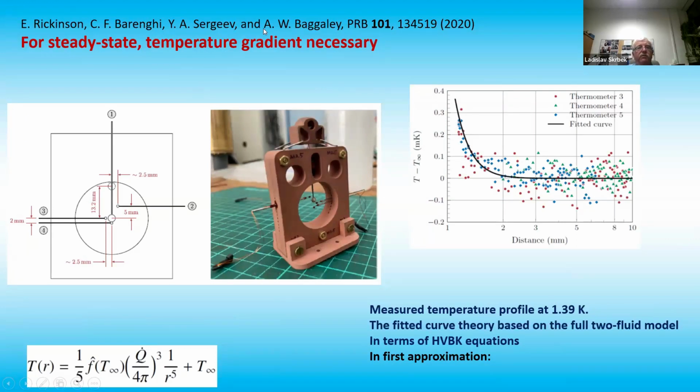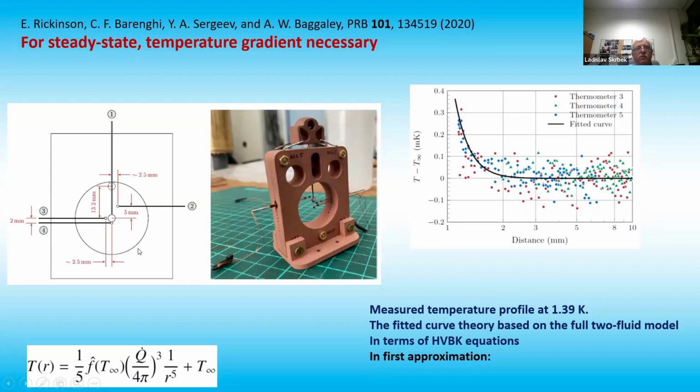But there has been previous work by our host, Andrew Baggaley, together with Carlo Barenghi and the group in Newcastle, and they have shown that it is actually impossible to reach a steady state of spherical counterflow unless there is a temperature gradient. So we asked that question experimentally: is there any temperature gradient? It's not a complicated experiment. It's pretty straightforward. You have the heater and small thermometers, and you simply move these thermometers in the vicinity of that heater. It is not easy to do exactly.